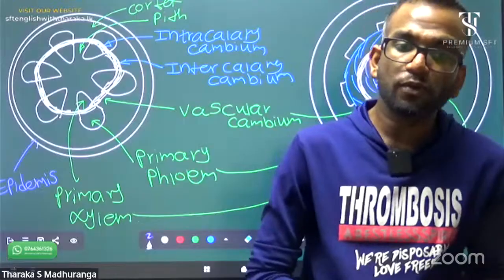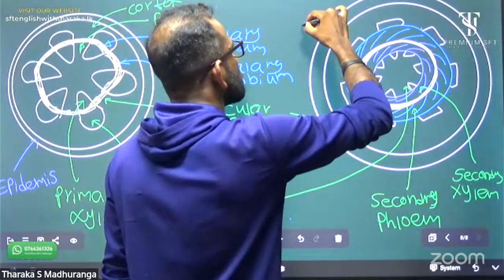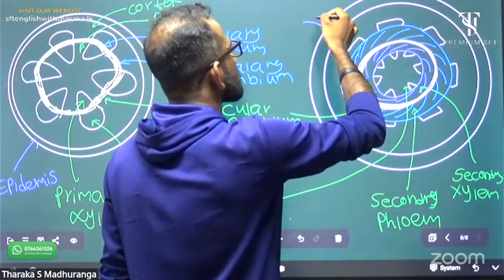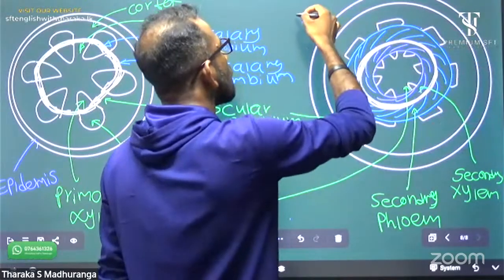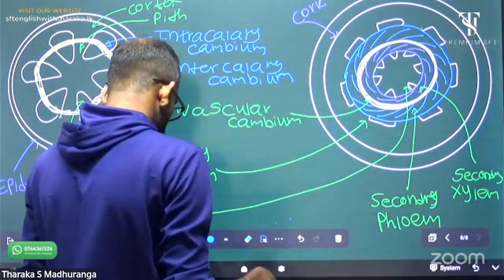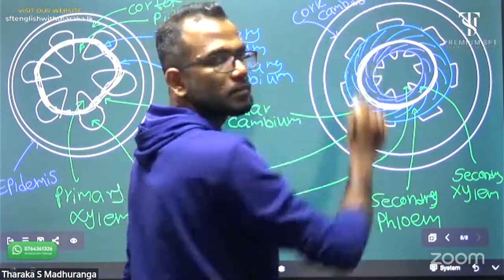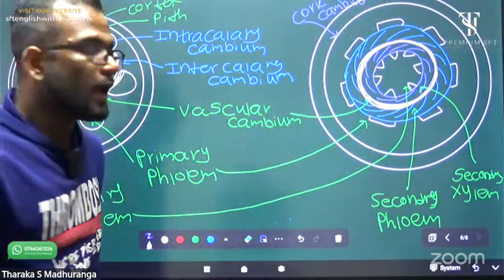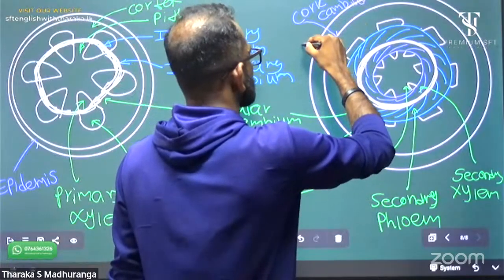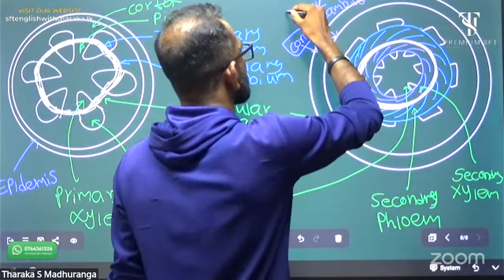Therefore, it forms a new tissue layer, a new cambium layer that we call cork cambium. Cork, C-O-R-K. Cork cambium. And on the outside, it produces an outer cell layer for protection that we call cork. That we call cork and cork cambium.